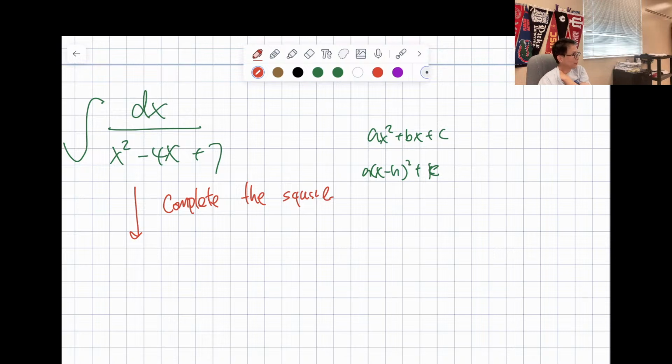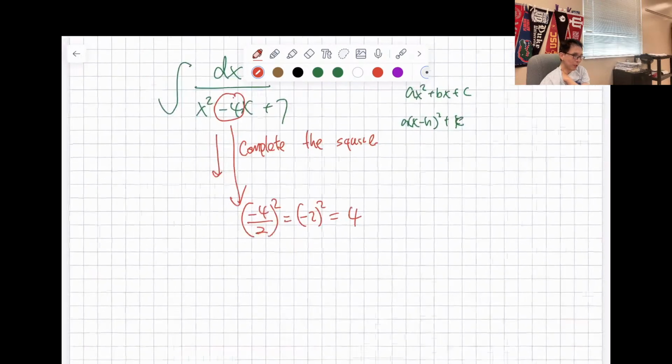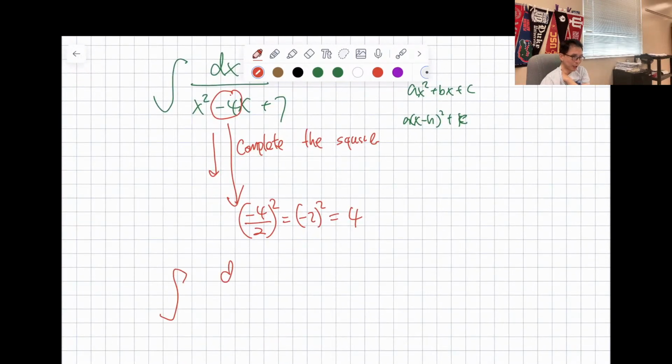Lucas said complete the square? Okay, good job, Lucas. I don't know how to do it though. I'll show you. You take the middle term, divided by 2, then square. That's equal to minus 2 squared, which is equal to 4. So what you can do is rewrite this equation on the bottom.